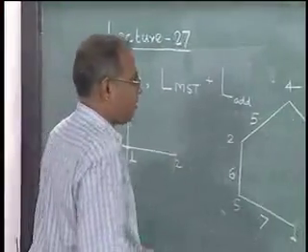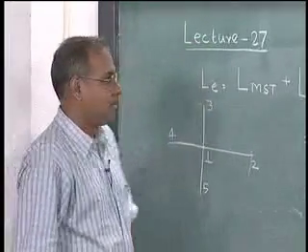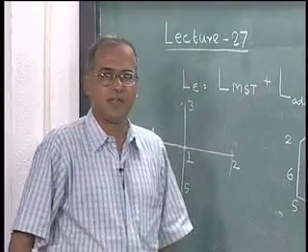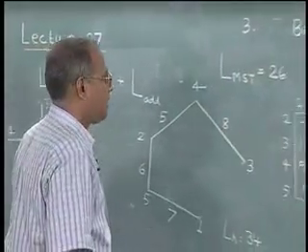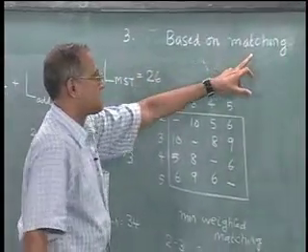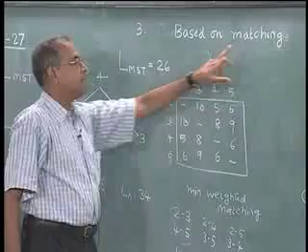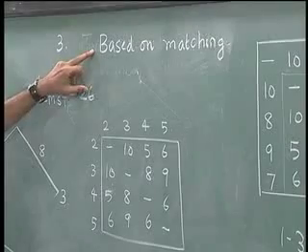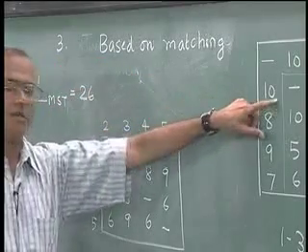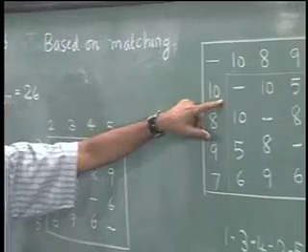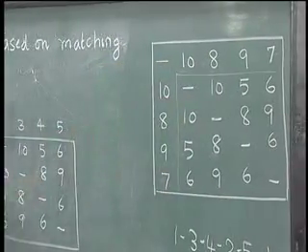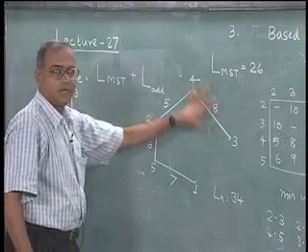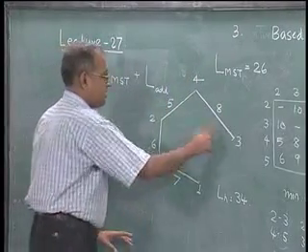In this lecture we continue our discussion on heuristics to solve the travelling salesman problem. In the previous lecture we were looking at the heuristic based on matching. We start with the minimum spanning tree for the data that is given in the problem. We consider the same data here, and the minimum spanning tree which we have already drawn is like this.